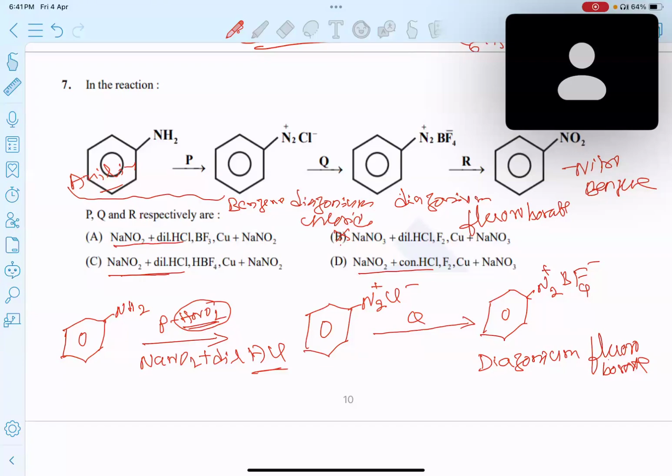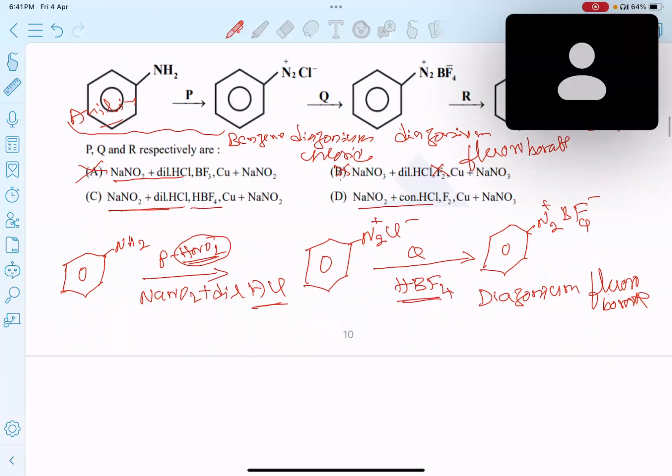Fluoroboric acid is HBF4. So let us check the options one by one. Option A, boron trifluoride, is not possible, not the correct answer. Option B, F2, is already ruled out. Then option C is given, HBF4, fluoroboric acid. So Q is HBF4 and P is NaNO2 and dilute HCl.